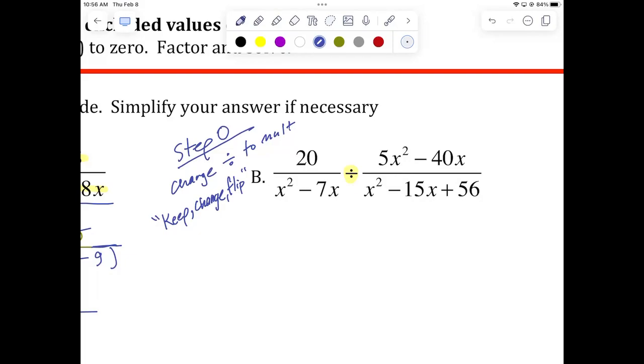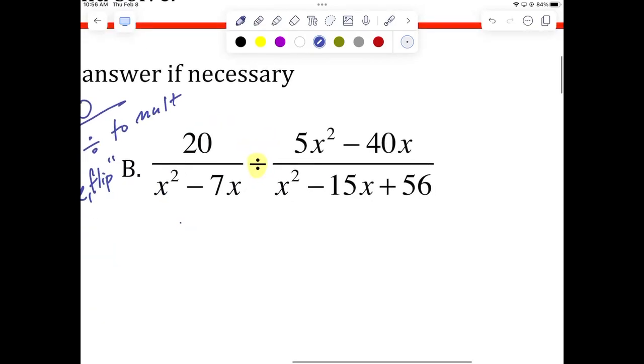So keep, change, flip, stay, change, flip. It doesn't matter. So let's do that. We get 20 over x squared minus 7x. We keep the first expression, or it stays the same. That's why it works both ways. And then we change division to multiplication. And what do we do with the second expression? That's important.